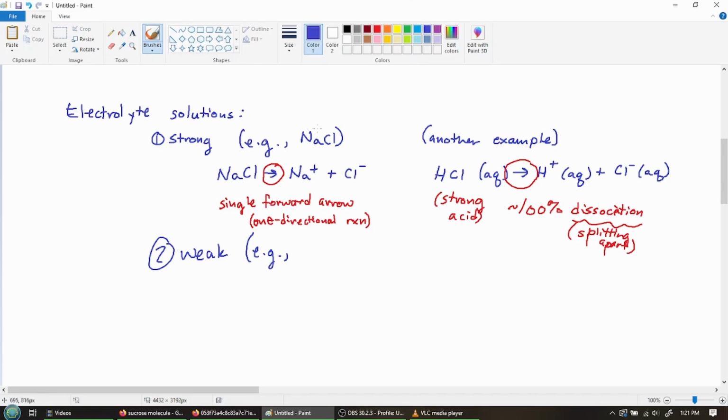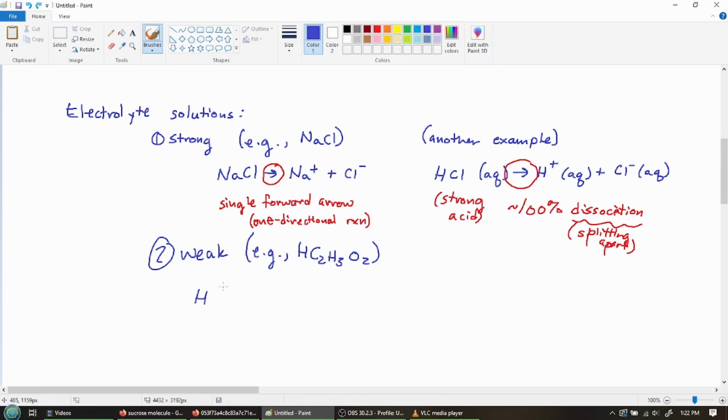Now, how about a weak acid or a weak electrolyte? Well, one example that we can use is acetic acid. We saw this on our first exam, actually. We saw this as an example of a compound that is found in vinegar that gives it that vinegary property. So acetic acid here is not the same thing as vinegar, but it is an active component in vinegar that gives it the properties we recognize.